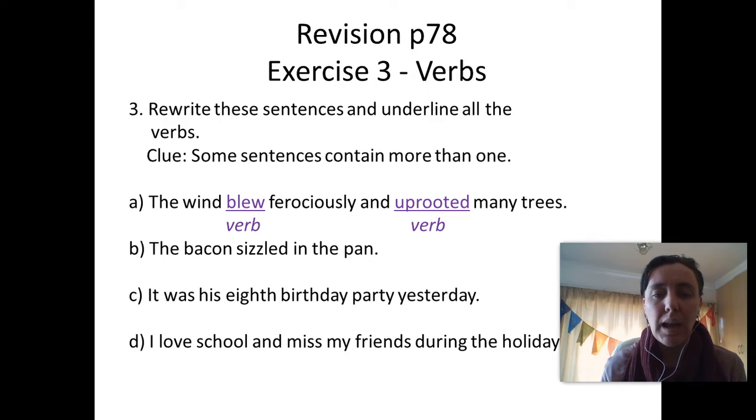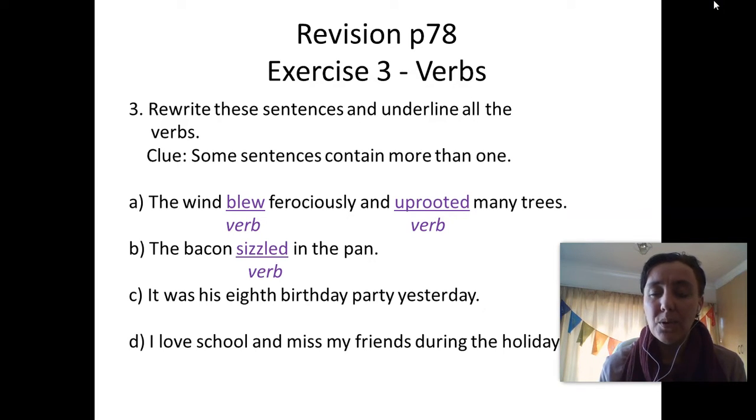All right, let's look at B. The bacon sizzled in the pan. All right, now sizzled, nice onomatopoeic word, and that is our verb. We can see because the subject of the sentence is the bacon. Can you see how the subject, the wind, and the subject, the bacon, are not people? It doesn't have to be a person to be a subject as long as it's doing an action. So in this sentence, the bacon is sizzling in the pan. Good.